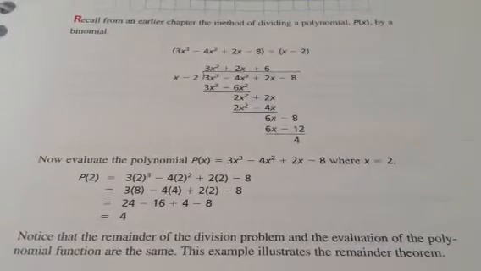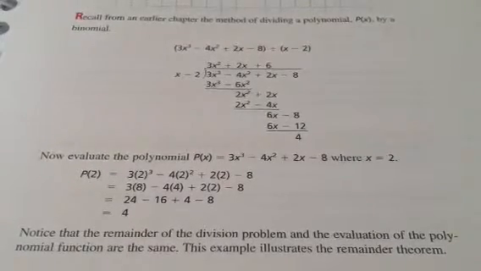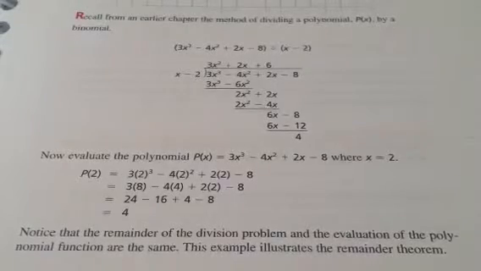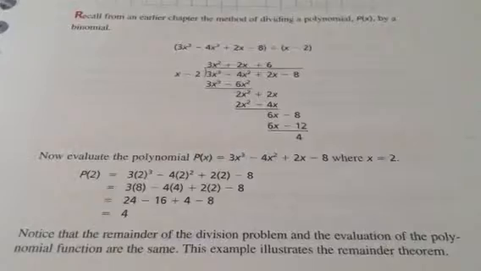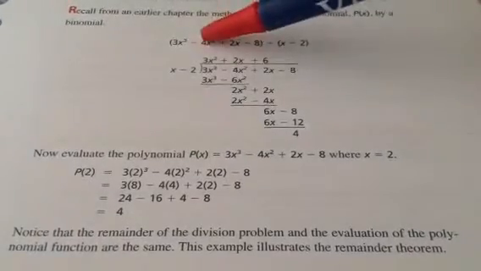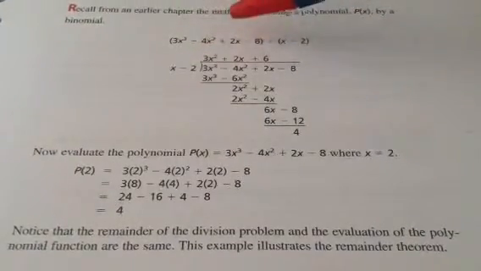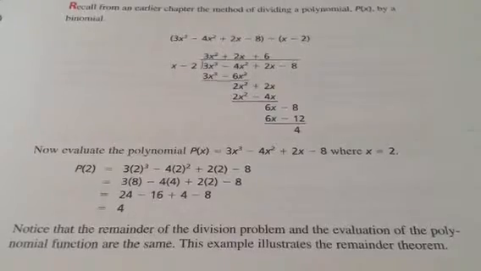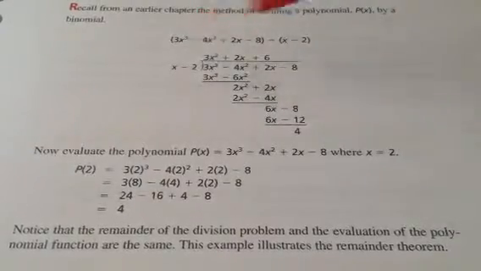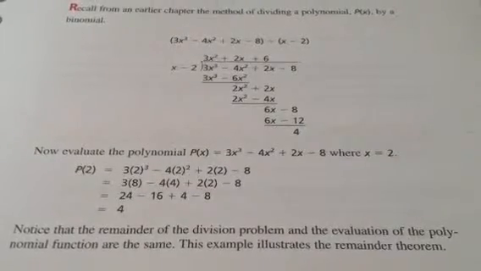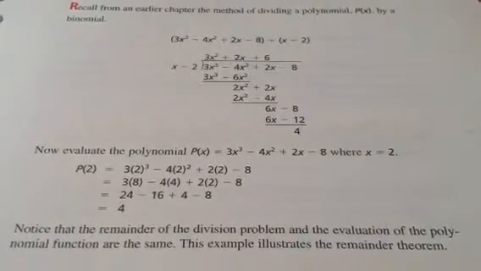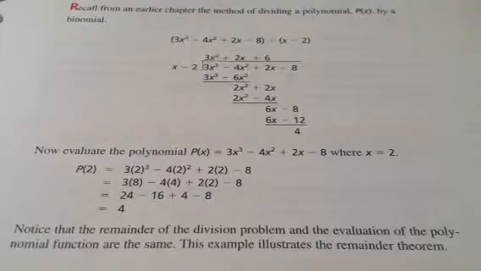Okay, so today we're looking at the remainder theorem and factor theorem for helping to divide a polynomial by a binomial. So if you look at this polynomial that we start with, this 3x cubed minus 4x squared plus 2x minus 8, and we want to divide it by x minus 2, that binomial, we did this a couple chapters ago. It's called polynomial long division.